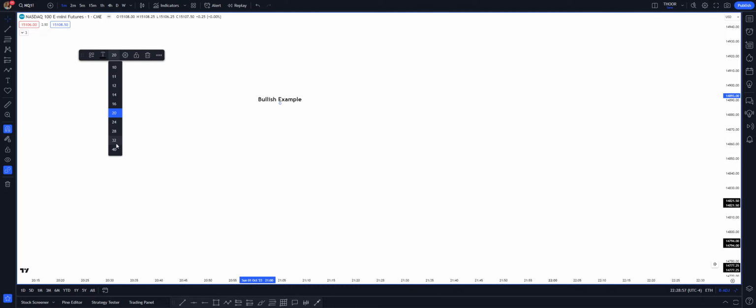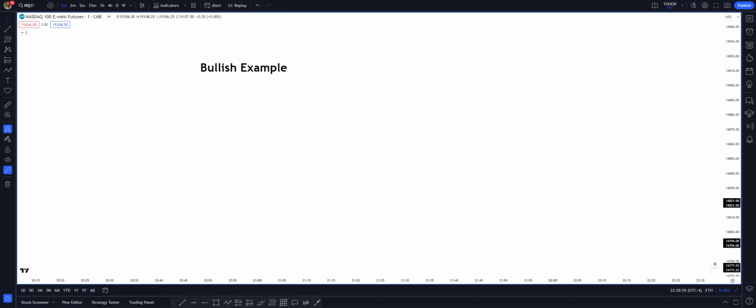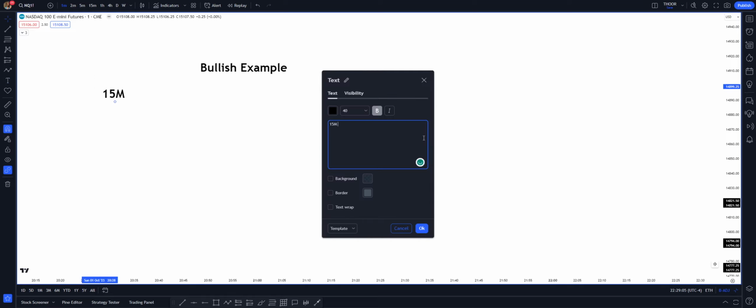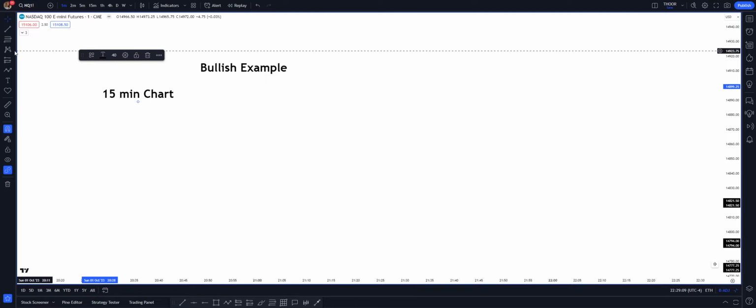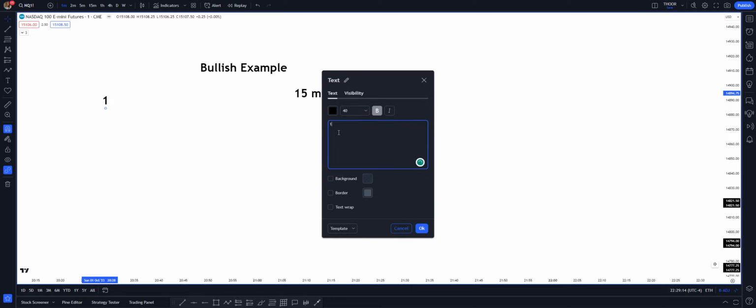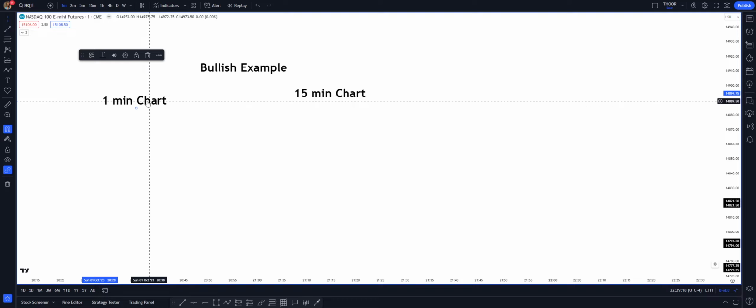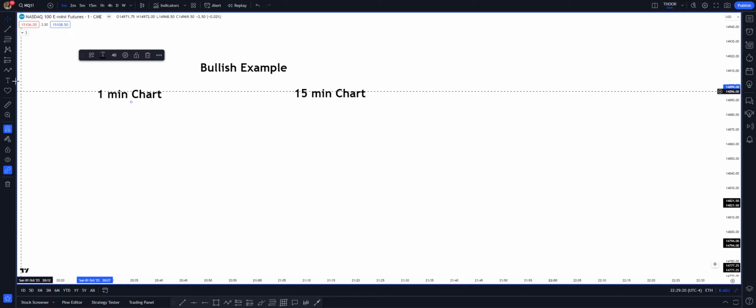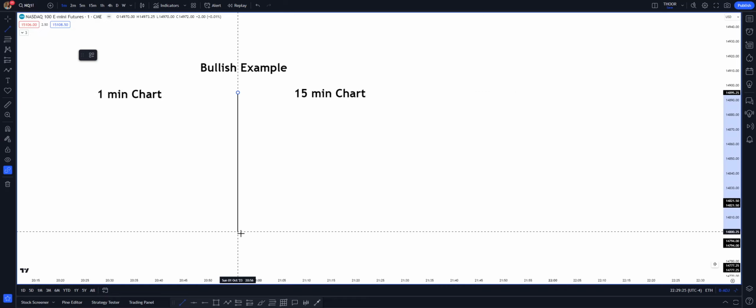I'll make it a little bigger, I like bigger, okay? So, let's say 15-minute chart here on the right side, and 1 minute chart on the right side. Okay, let's divide them here.